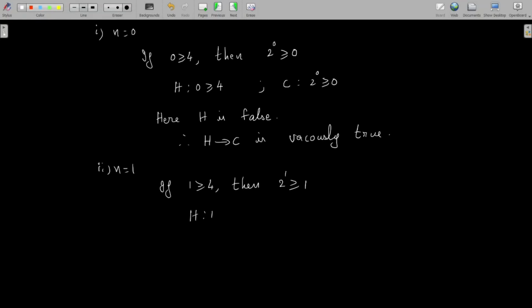Here the hypothesis is 1 greater than or equal to 4 and the conclusion is 2 greater than or equal to 1. Here also the hypothesis H is false. H implies C is vacuously true.